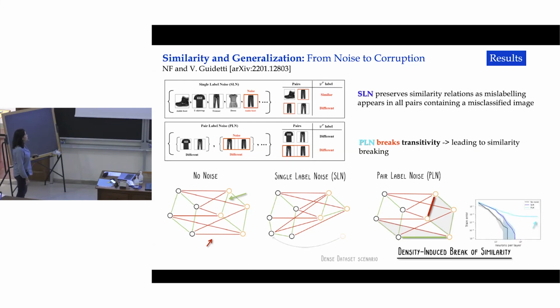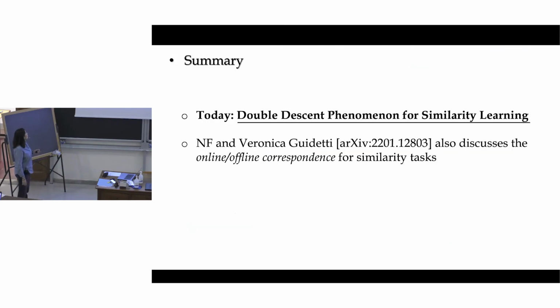And in principle, we call this effect density-induced break of similarity because no matter how many parameters you add, you have inconsistency in your data set with this type of noise. And indeed, you can even derive a formula for this that perfectly matches this in the asymptotic regime. You can derive it and compare with the experiments, and you get this. Okay, I'm getting to the finally.